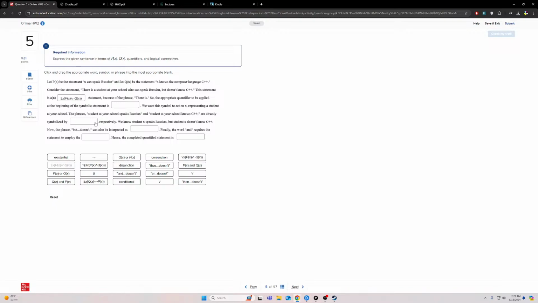This one. Because of the phrase "there is," this statement is that statement. So the appropriate quantifier can be applied at the beginning of this one. The appropriate quantifier would be that. We want this symbol to act on X, representing a student at your school. The phrase is: a student at your school speaks Russian, and a student is directly symbolized by that.